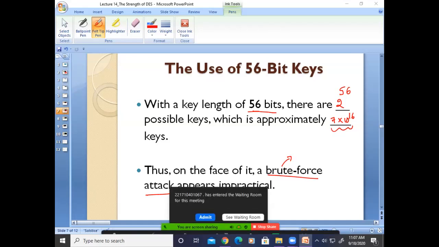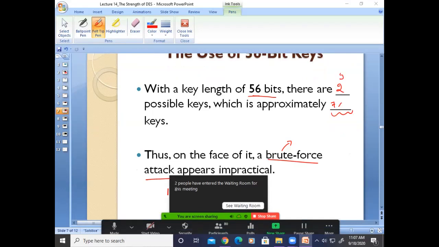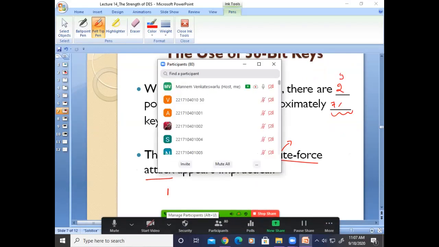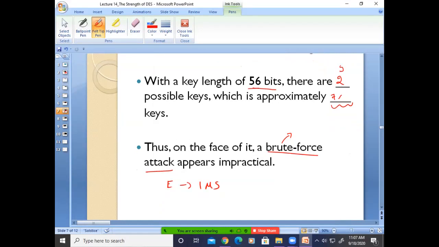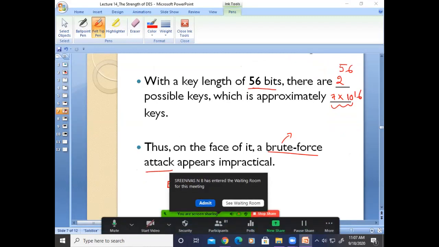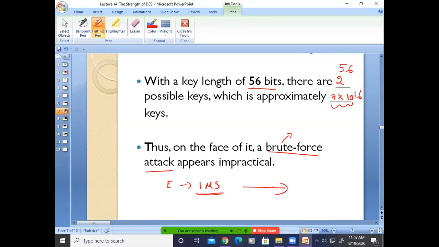Suppose one encryption takes 1 microsecond, right? Now you can think, for this number of possible keys, the number of encryptions, with each encryption taking 1 microsecond, to search all these keys it may take more than 1,000 years, okay? For each encryption, if we consider. Clear?